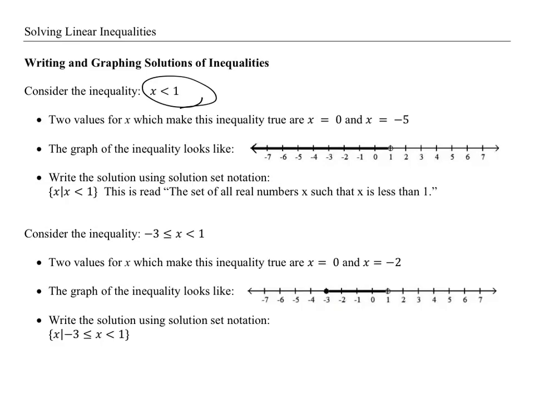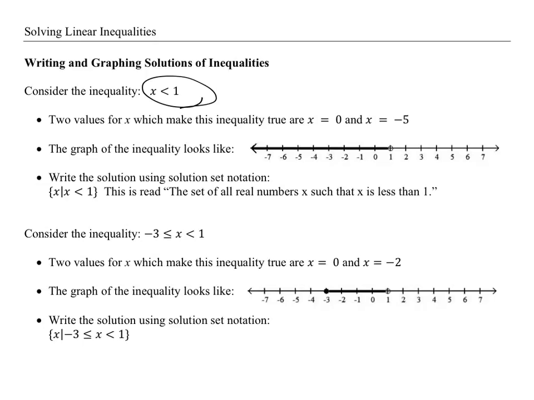Notice how we have an open hole at 1, and then we go to the left. So all these numbers are less than 1. Notice how it's an open hole? That means I get as close to 1 as possible. So, for example, 0.99999 is still less than 1. So that's a mathematical way to indicate that I'm getting close to 1. But when I hit 1, it's not part of the solution.